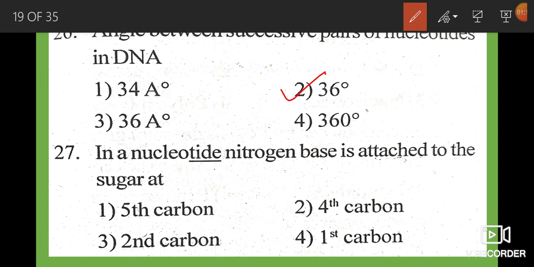Question number 27. In a nucleotide, the nitrogen base is attached to the sugar at, the right option is the fourth one, first carbon. In a nucleotide, the nitrogen base is attached to the sugar at the first carbon.